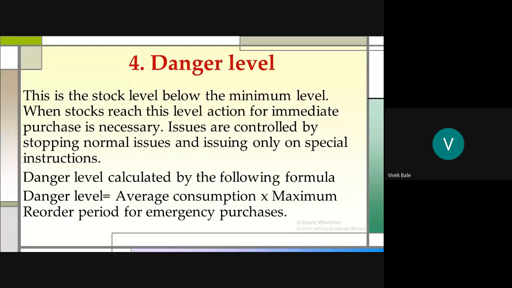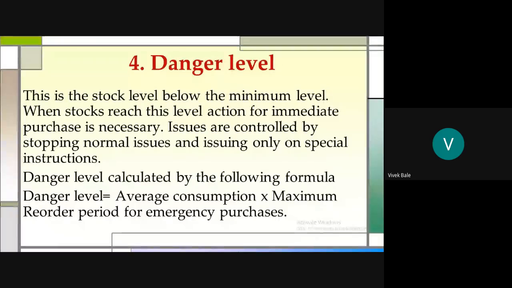Therefore, when it is fixed above the minimum level, it is for preventive action. The objective of fixing the danger level is to determine when urgent action is required for fresh supply of material. This level is fixed using different factors, that is normal rate of consumption and maximum reorder period for emergency purchases, and hence the formula is: danger level is equal to average consumption multiplied by maximum reorder period for emergency purchases.